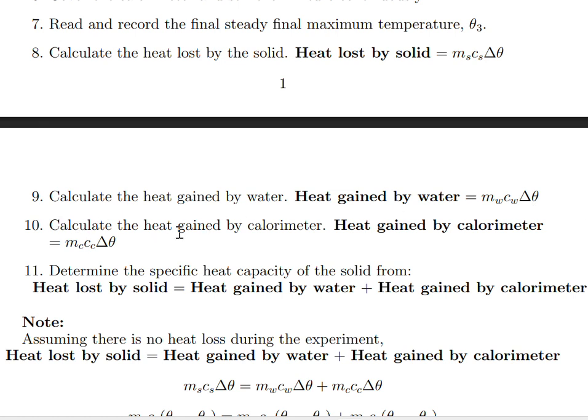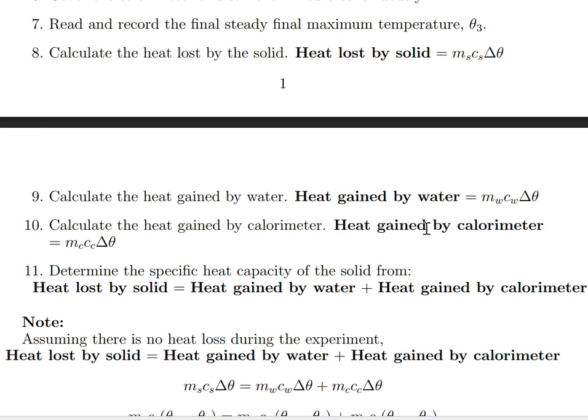The next step is for us to calculate the heat that has been gained by the calorimeter. Remember, in this particular experiment, we look at the heat that has been gained by the calorimeter and the water. So we neglect the heat that has been absorbed by the thermometer and the stirrer. Those are some of the assumptions that we take.